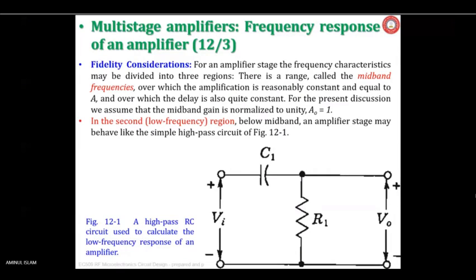The frequency may be divided into three regions. There is a range called midband frequency over which the amplification is reasonably constant and equal to A. The gain is denoted by A, and over this range the delay is also quite constant. For the present discussion, we assume that midband gain is normalized to unity, say A0 equals 1. It is a normalized value.